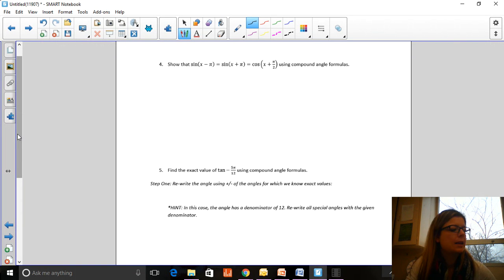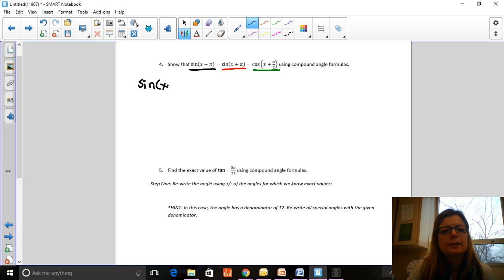All right, here we get into number 4, and then number 5's a really good nitty-gritty question, okay? So show that these are all equivalent using compound angle formulas. So really what that means is that we just got to break this up into 3 different equations and just show that they can all be simplified to be the exact same thing. So sine of x minus pi, okay, you just use the a minus b compound angle formula. That's just sine x cos pi minus cos x sine pi.